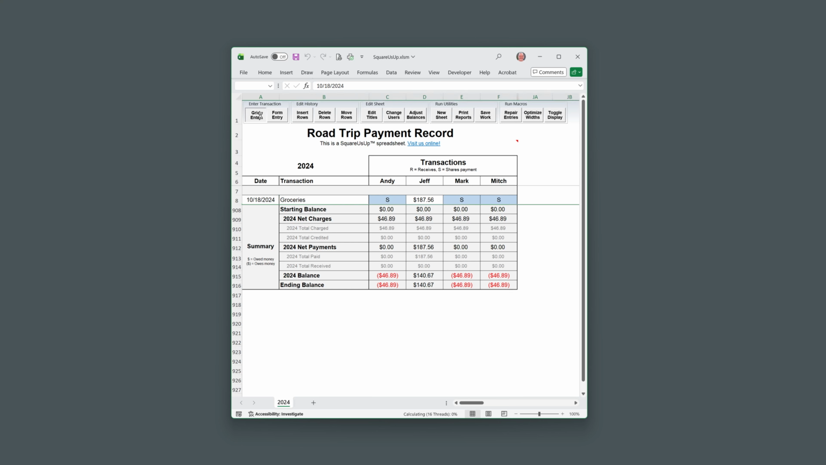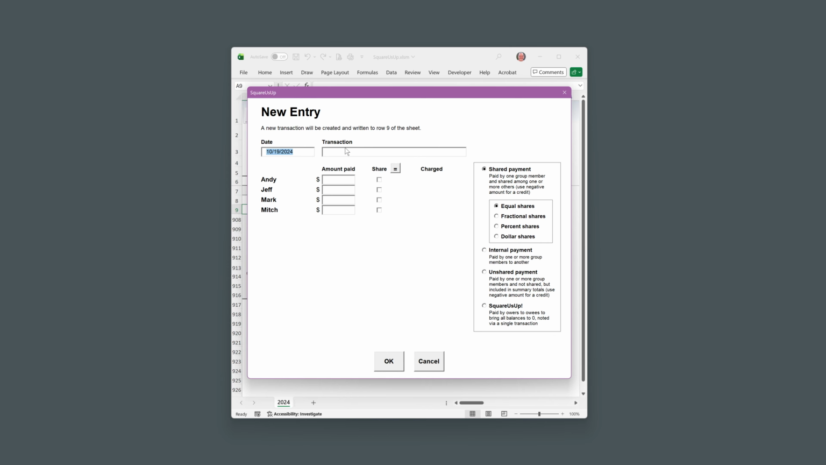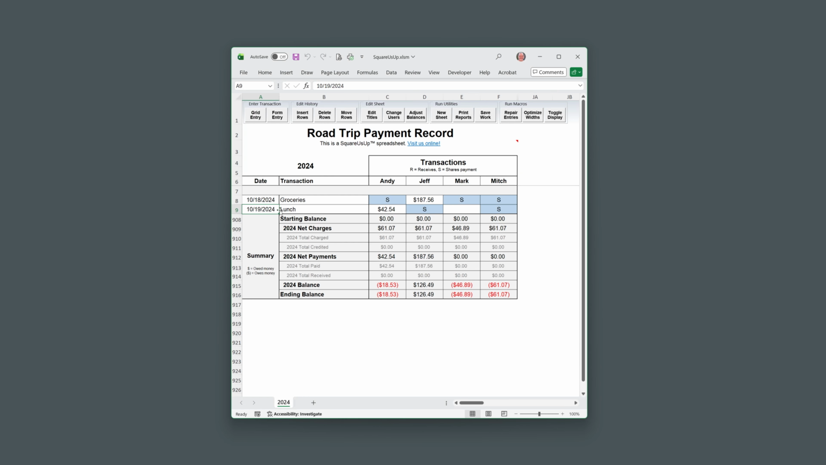We could enter our next transaction into the sheet by clicking Grid Entry to open up a new row, but we can also use Form Entry to use a fill-in form. This next transaction is going to be lunch, which was purchased by Andy. And only 3 people had lunch, Andy and Jeff and Mitch. Mark did not have lunch, so they decided to split the cost 3 ways. And when we click OK, it's the exact same as if you typed the transaction directly into the sheet. And we can see that once again, ending balances have been updated.